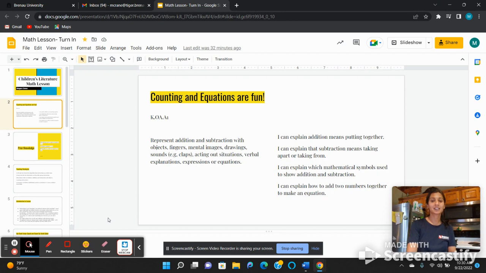I can explain addition means putting together. I can explain subtraction means taking apart or taking from. I can explain which mathematical symbol is used to show addition and subtraction. And then I can explain how two numbers add together to make an equation or number sentence. These are my I can statements. This is what the standard says to do.